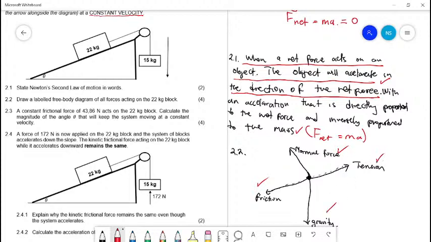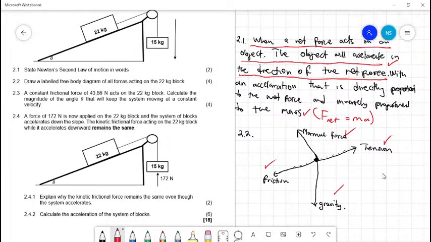So that's how you draw a free body diagram. You don't have to forget to write your forces in full so that you avoid using letters or abbreviations for the forces. So we're done with the free body diagram.